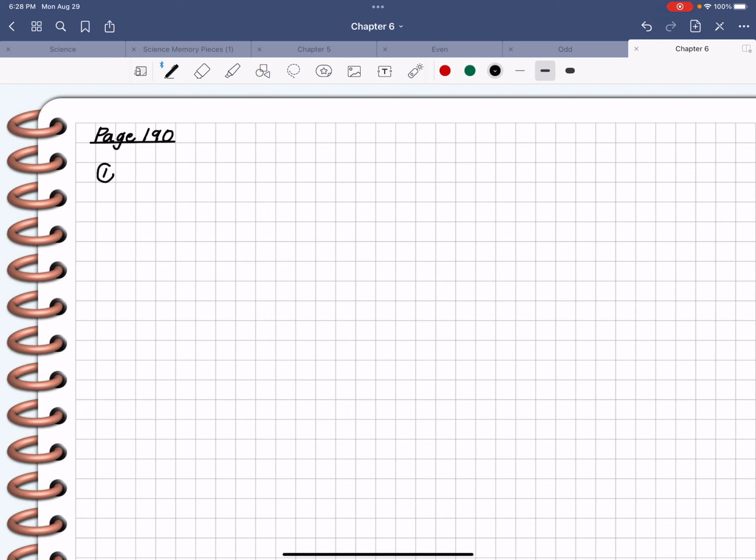a textbook. Number 1, the set of outputs of a function is the blank. Is that domain or range? It is range. The outputs are the range. Number 2, in a blank, each input has exactly one output. Each input has exactly one output. That is going to be a one-to-one function.